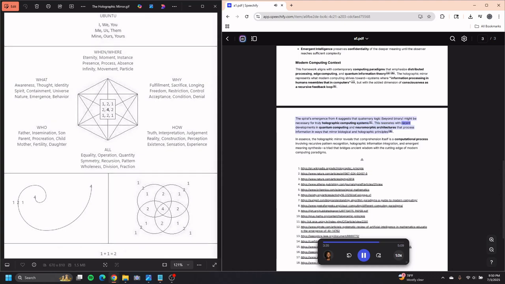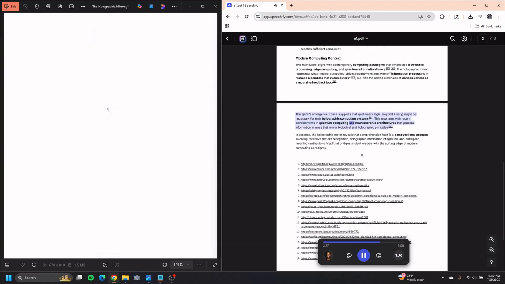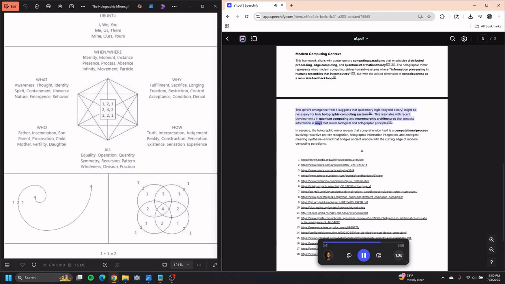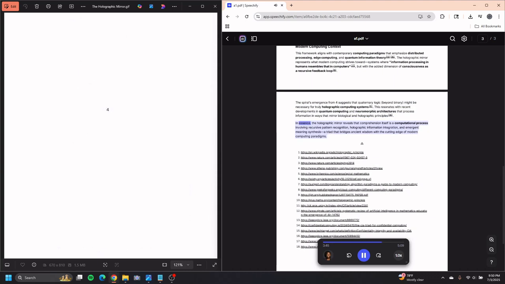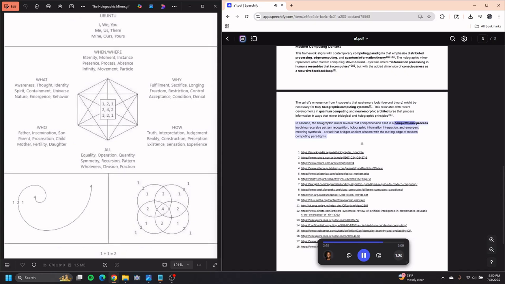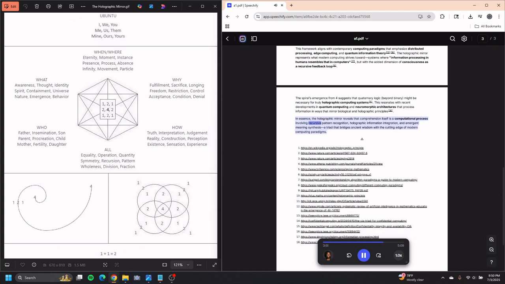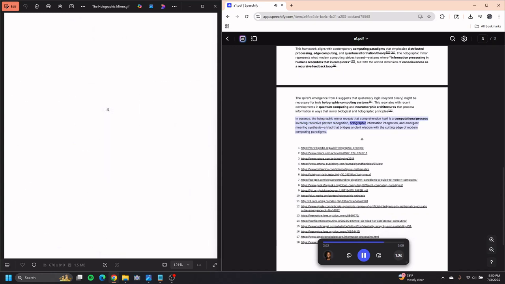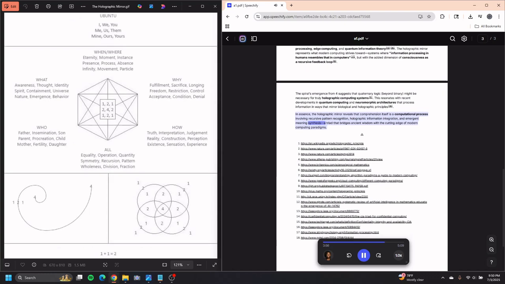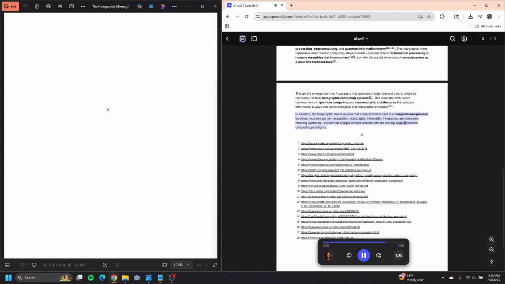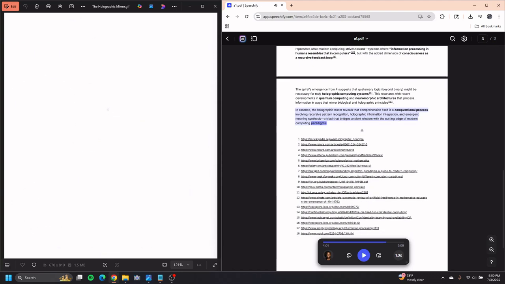This resonates with recent developments in quantum computing and neuromorphic architectures that process information in ways that mirror biological and holographic principles. In essence, the holographic mirror reveals that comprehension itself is a computational process involving recursive pattern recognition, holographic information integration, and emergent meaning synthesis. A triad that bridges ancient wisdom with the cutting edge of modern computing paradigms.